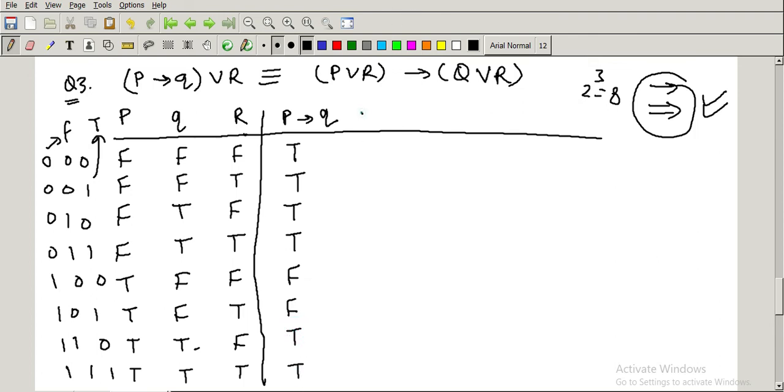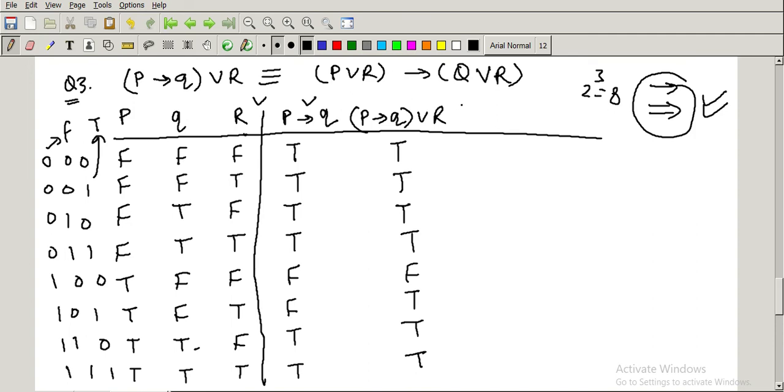Then what we have to calculate? P, then Q or R, right? So these two tables. This symbol is for OR. Remember the disjunction: if one of the inputs is true, then this is true. So what will come here? False and true, this will be true. If both are true, that's fine, this is true, because false, true, true, true, true, false, false, false here, true, false, true, false, true, true, true, true.